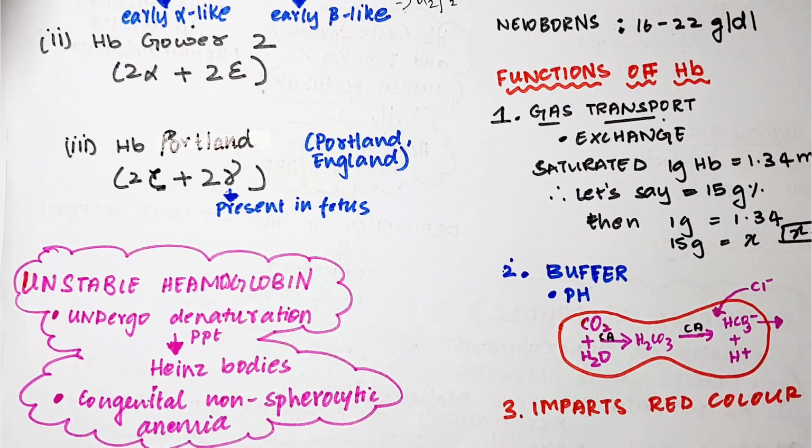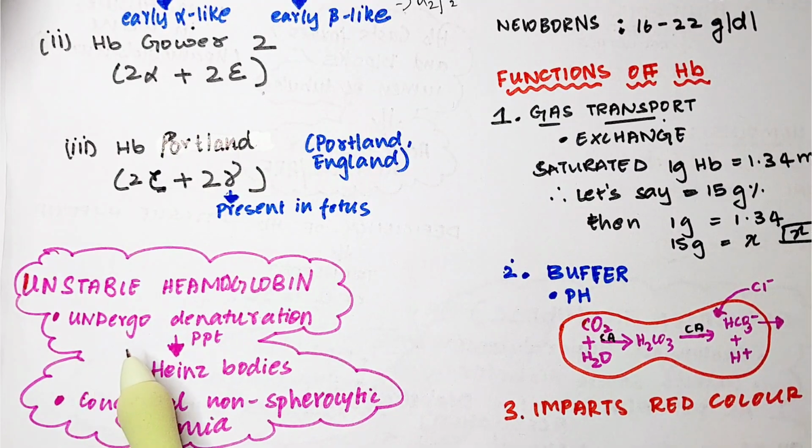Unstable hemoglobin. Now, what is this unstable hemoglobin? Hemoglobin tends to undergo denaturation and then later gets precipitated to form something called Heinz bodies. When such a process happens, it is very bad. And certain unstable hemoglobins are mainly present in congenital non-spherocytic anemia. So anemia may be there, but it is not spherocytic and it is congenitally present. Such is the unstable hemoglobin.